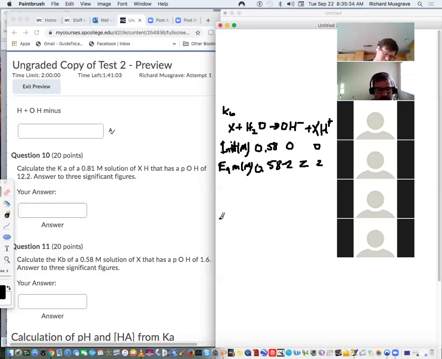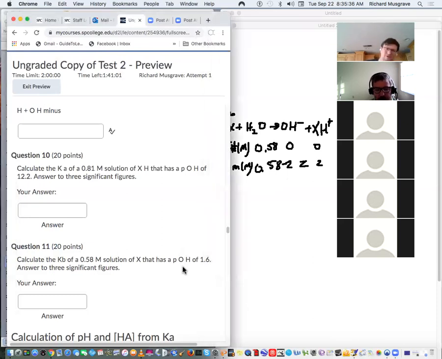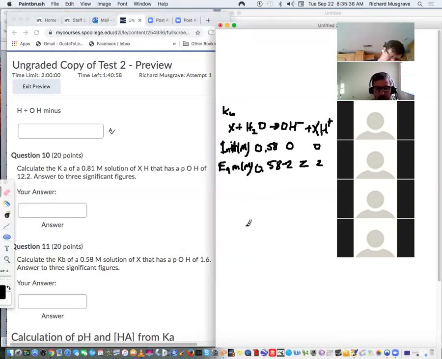We need the OH minus, but look what we're given. We're given POH. So from there, I'm hoping that you can see we don't need to do this subtraction from 14. Do you see that, Georgiana? Yeah, I see it. Okay, good. That's good. All right, good.